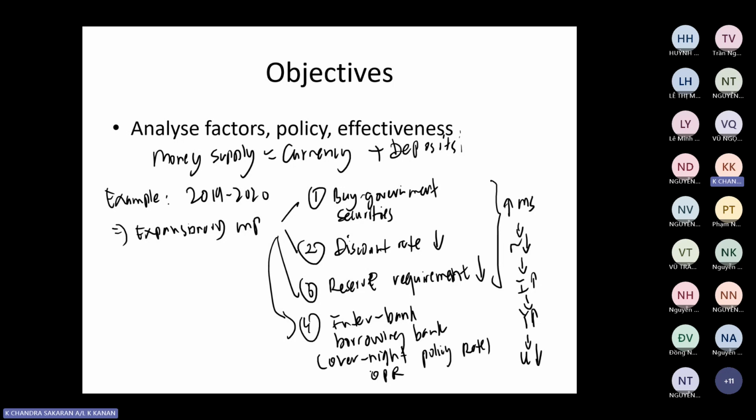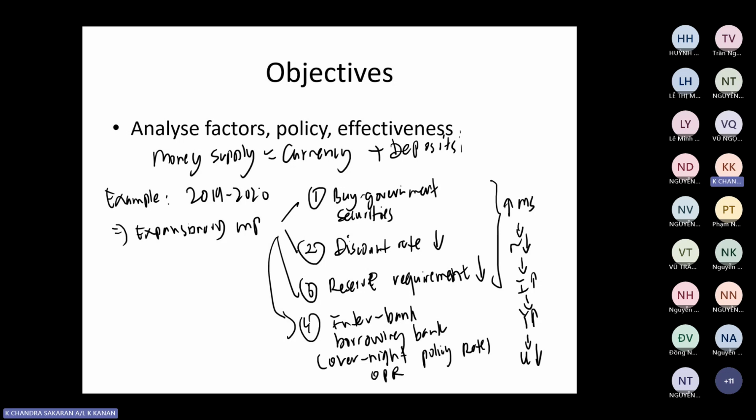The central bank will reduce the OPR. That means interbank borrowing becomes cheaper, so there will be more borrowing. More borrowing means an increase in money supply. Understand? Always remember, if there is more borrowing in the economy, money supply will increase, because the deposits in the bank will continue to expand. So this is how the policies are used.